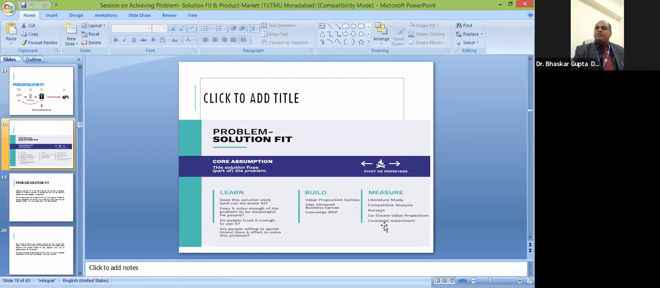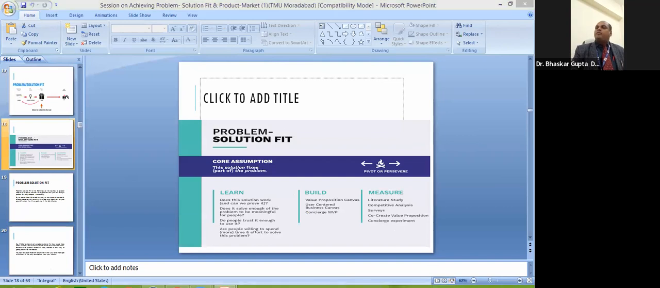Slide number 18. Yes, problem solution fit is about to learn, where you are going to learn from the customer. You are going to trust your customer, identifying their problems. You are going to build the prototype in order to validate your product. Once the second step is over, you have to measure the performance by undergoing the literature study, quantitative analysis, online surveys, unique value proposition, and of course, some experimental work might be there just for testing purpose.